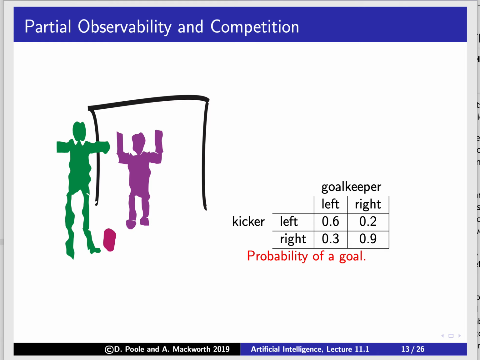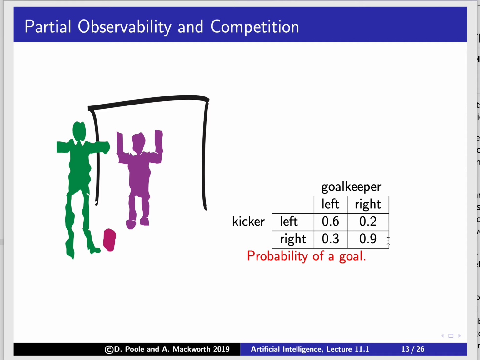And suppose the probability of a goal is given in this table here. So if the kicker kicks left and the goalkeeper jumps left, the probability of a goal is 0.6. So they've both gone in different directions. If the kicker kicks left and the goalkeeper jumps right, so they both go in the same direction, then the probability of a goal is 0.2. Similarly, if the kicker kicks right and the goalkeeper jumps left, the probability of a goal is 0.3. If the kicker kicks right and the goalkeeper goes to their right, the probability is 0.9.